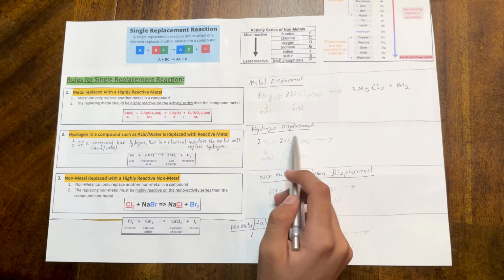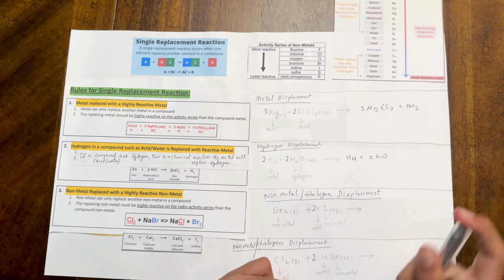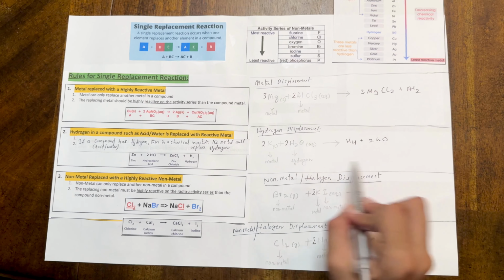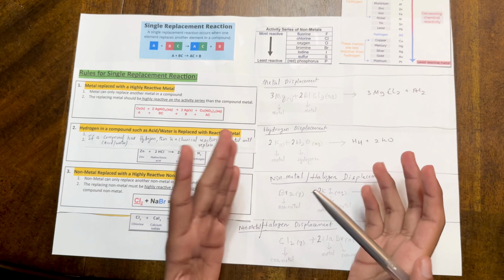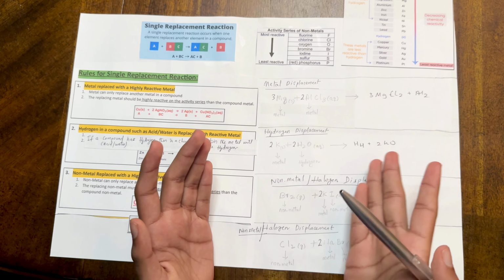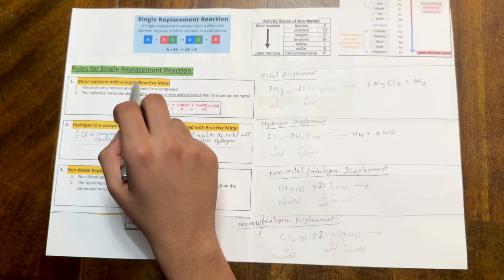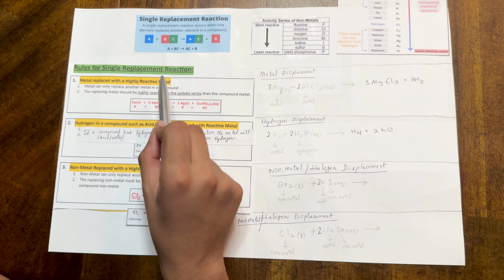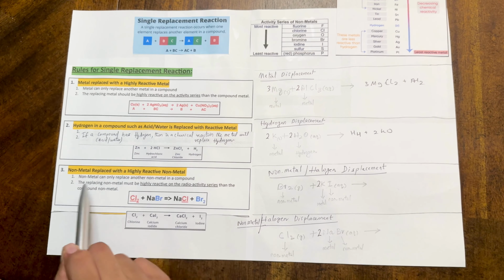So what happens is that we have K and we have oxygen. Then we'll have H4 plus 2KO. The entire thing is the same amount, and it's just a new chemical equation. So that is the second rule. Then we have the third rule, which is almost identical to the first rule. However, instead of a metal being replaced with a highly reactive metal, it's a non-metal being replaced with a highly reactive non-metal.